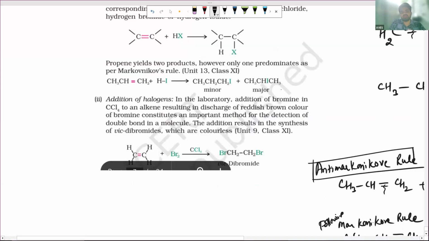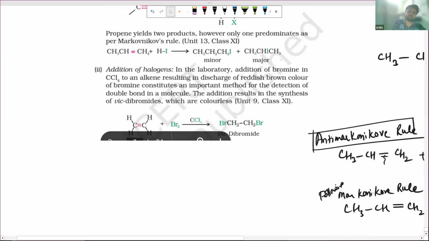Got it? Next one is addition of halogens. If you are passing only halogen to this one, in the presence of CCl4, then we will get vicinal dibromide. For example, if you are having a CH2 double bond, this is an alkene, and we are just passing chlorine gas to it, bromine gas to it.